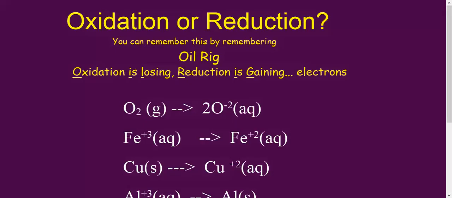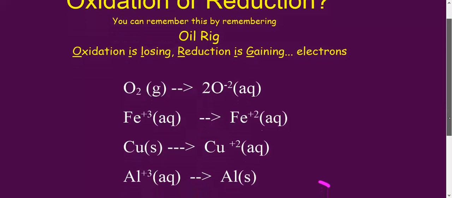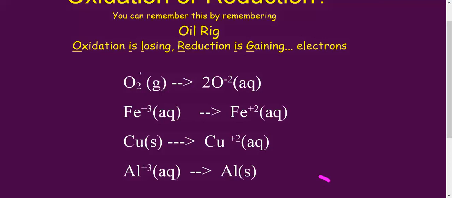Some practice. Here's some examples. Oxygen goes from a 0 charge to a -2 charge. The charge goes down, therefore it's reduced. Iron +3 to +2, charge goes down, reduction. Copper has a 0 charge and it goes up to +2, therefore it's oxidized. Aluminum +3 goes to a 0, reduced.